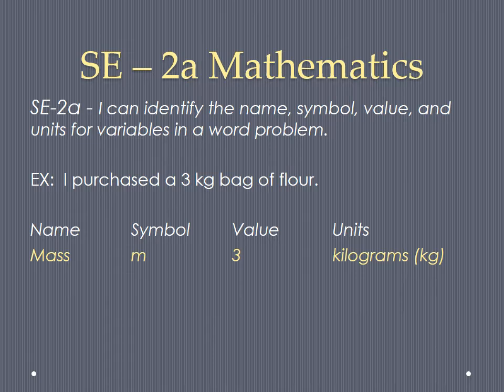For this unit, you're going to need to be able to identify mass within a sentence. Knowing the name, symbol, value, and units for the mass variable is important to be successful. In this example, I purchased a 3-kilogram bag of flour. The name is mass, the symbol is a lowercase m, the value is 3, and the units are kilograms.